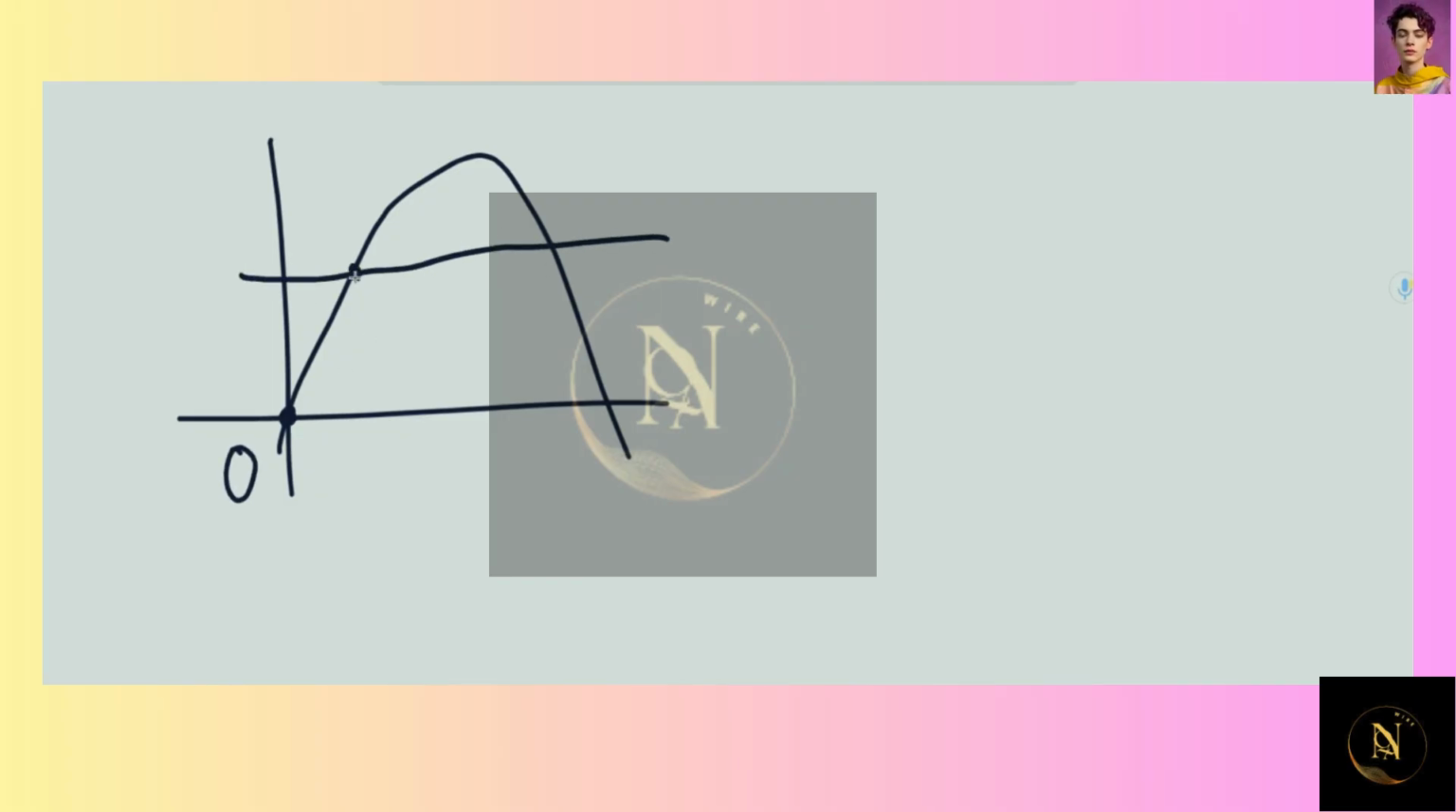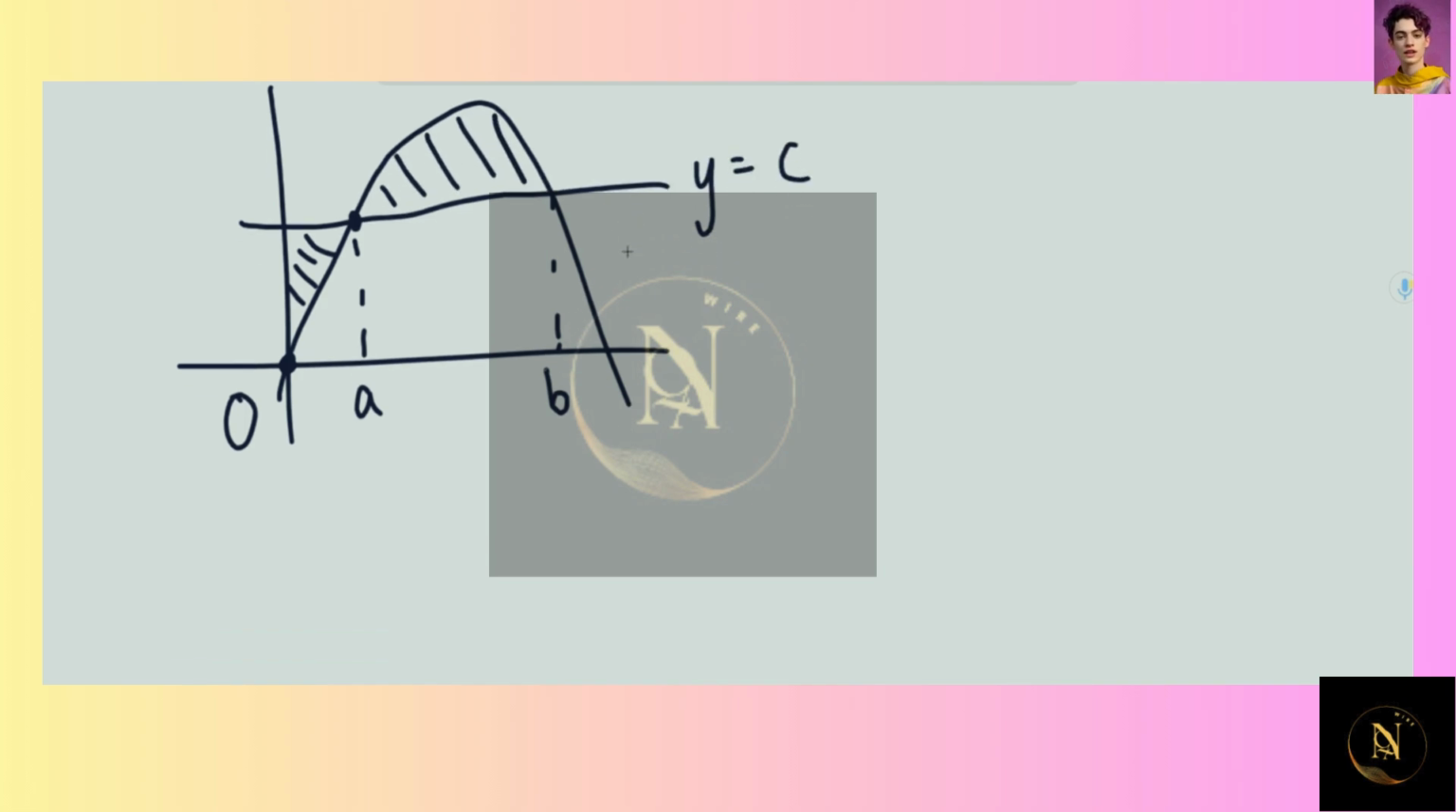Based on this problem, it is very evident that this function intersects at 0, and I don't know what this value is, but I'll call it A because we call this one y equals c. I'm going to call this point right here B.